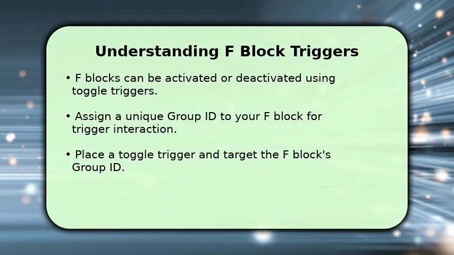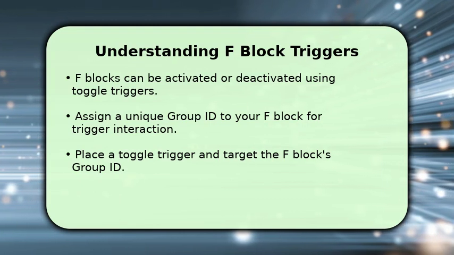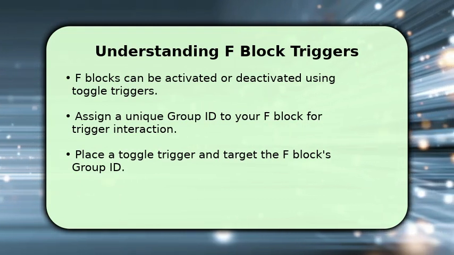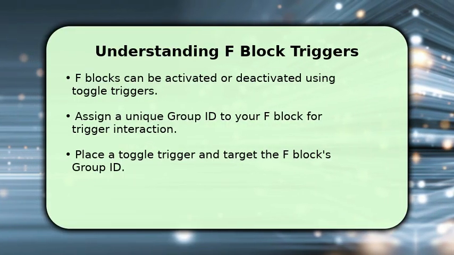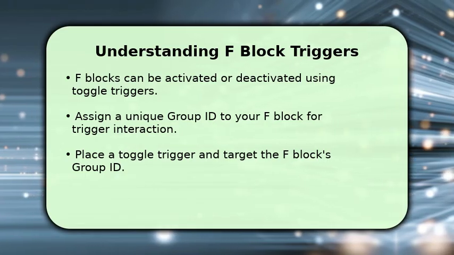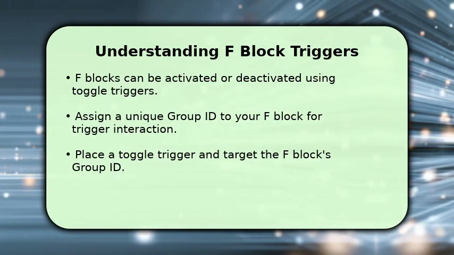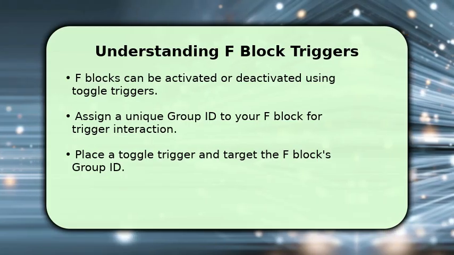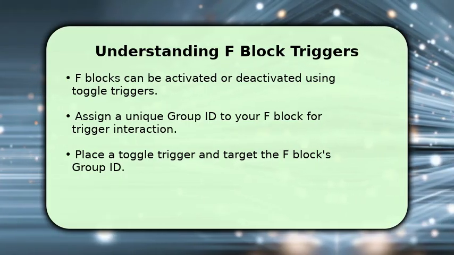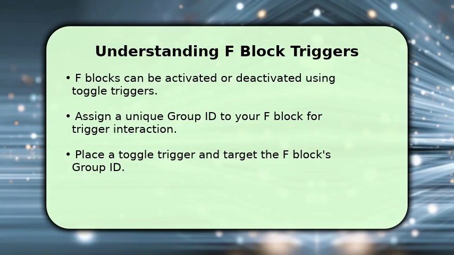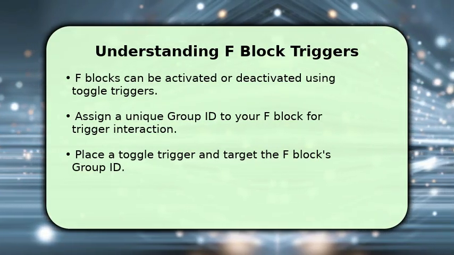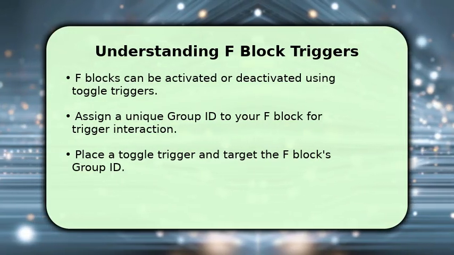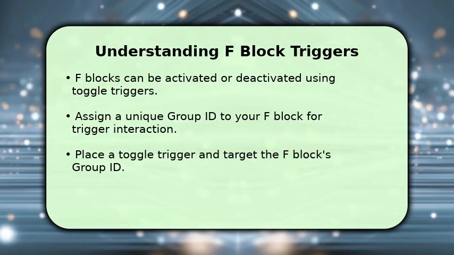F-blocks truly shine when combined with triggers. To make an F-block interactive, assign it a unique group ID using the Edit Group option. Then, place a toggle trigger in your level. In the Toggle Trigger's Edit Object menu, input the F-block's group ID. By checking or unchecking Activate Group, you can dynamically turn the F-block's gravity effect on or off, creating surprising and challenging gameplay sequences for players.